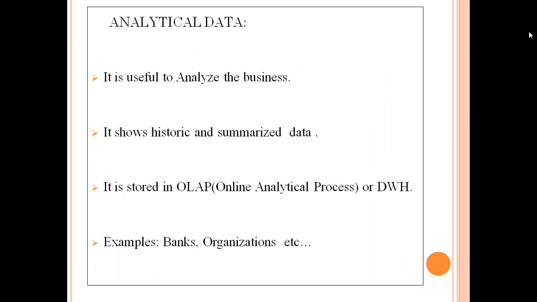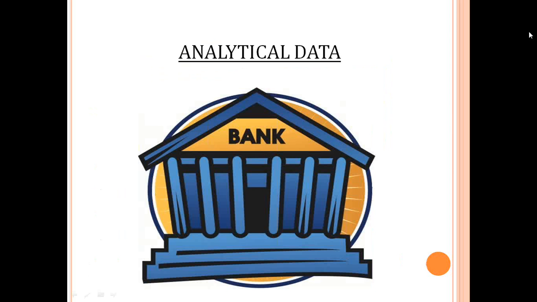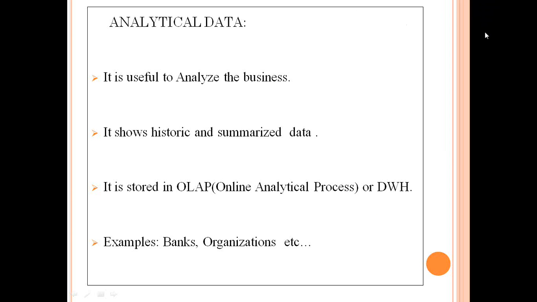Next one is analytical data. Immediately I am going with an example called bank. Now in the bank, as I said, in 2010 you opened your Wells Fargo account and it is now January 2015. You can analyze all these 5 years of data in a bank because it consists of historic data, a huge amount of data. Analytical data means historic data. And if you have the historic data, we can easily analyze the business or the account or the data. It is stored in a system called OLAP, Online Analytical Process, or we say Data Warehouse, DWH.